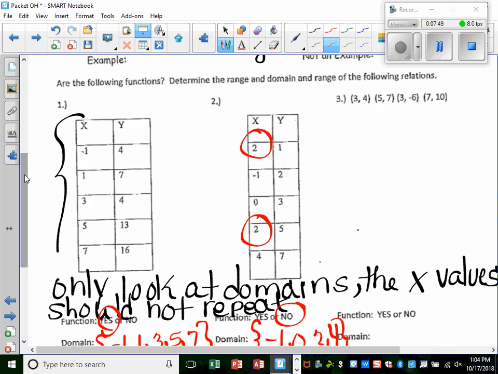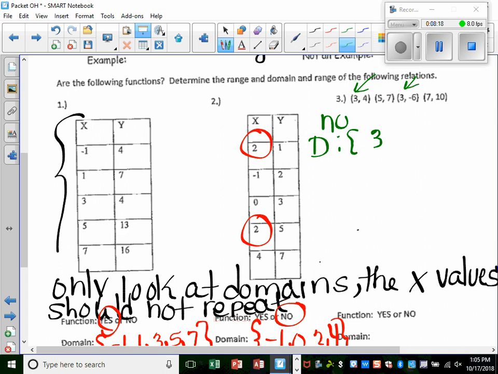All right, looking at question number 3. Again, I'm going to look at my X's. So would this be a function or not? No, because you see the 3's repeating here and here. So it's almost like having that soda machine that's going to give you 2 different outputs. It gives you a 4, it gives you a -6. It's not a function.